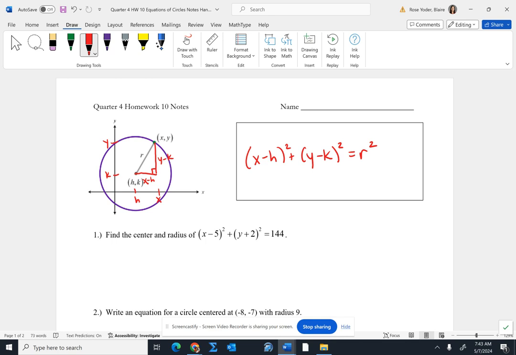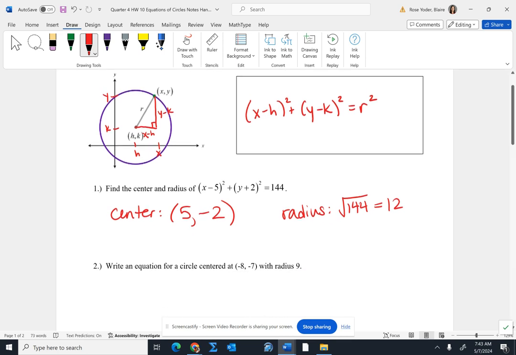We just have to be careful with our signs. It's x minus h squared. So when I go to find the center, x minus 5 squared, the signs are what we want them to be. So the x coordinate of the center is positive 5. But for the y coordinate, it's y plus 2 squared, and we want y minus something. So it just means that the y coordinate is negative 2. And then when you go to find the radius, we're going to use the 144, but that's r squared. So we just need to square root the 144, which comes out nicely. It's 12. So given the equation of a circle, you can pretty quickly find the center and the radius.